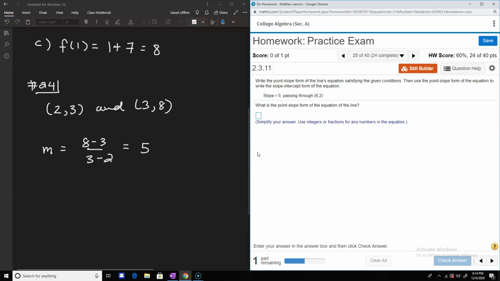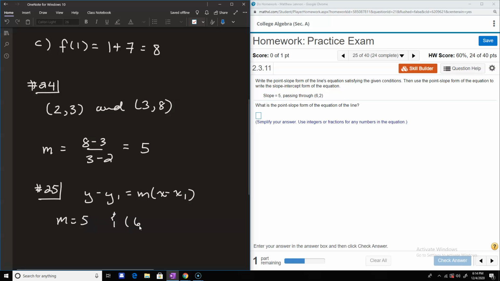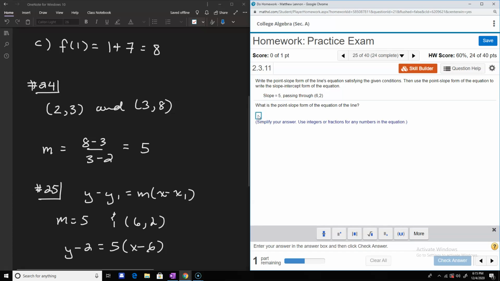Okay, so for 25, we want to use the point slope formula. So remember, the point slope formula is y minus y1 equals m times x minus x1. So we have m is equal to 5, and it passes through 6, 2. So our point slope form is y minus 2 equals our slope 5 times the quantity x minus 6. So y minus 2 equals 5 times x minus 6.